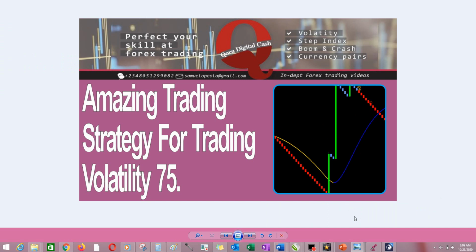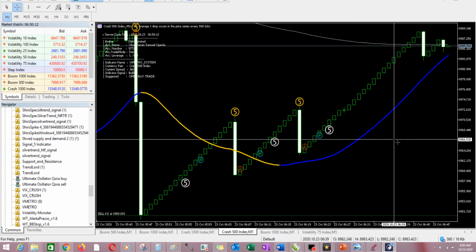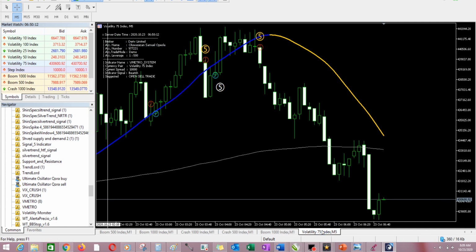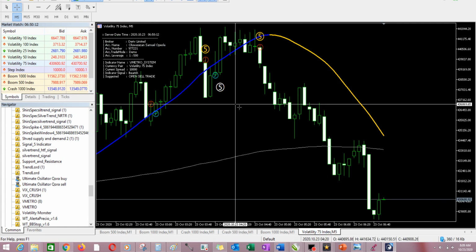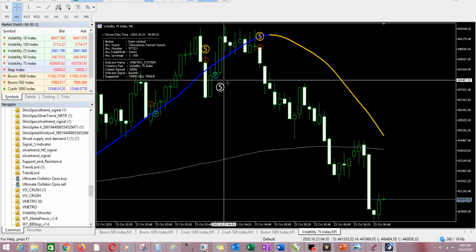So let's check out today's training, which is an amazing trading strategy for trading Volatility 75. So we are focusing more on Volatility 75 today. So many people have been asking about the volatility market, so we'll see what is happening with Volatility 75. So let's go to the platform right now. Okay, this is Volatility 75. I'll be using the signal indicator to do the analysis here.